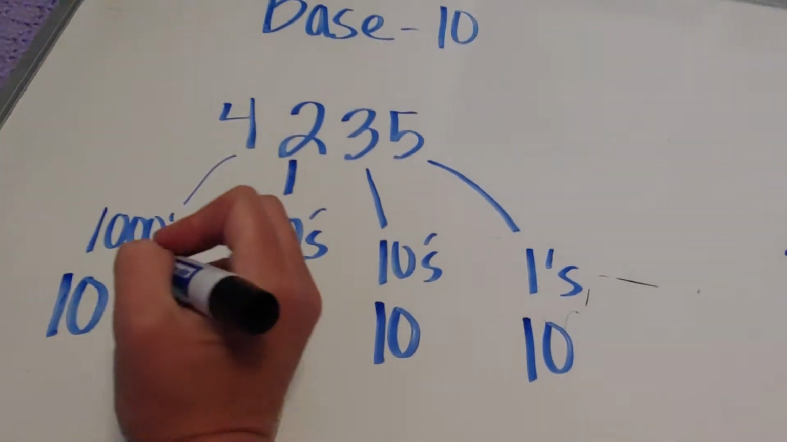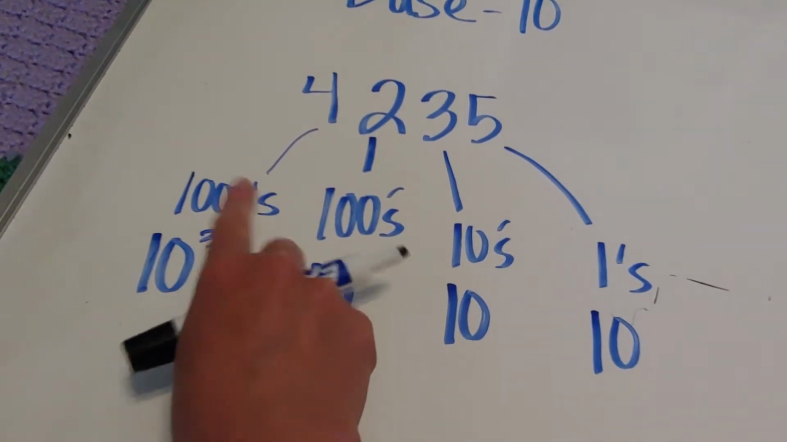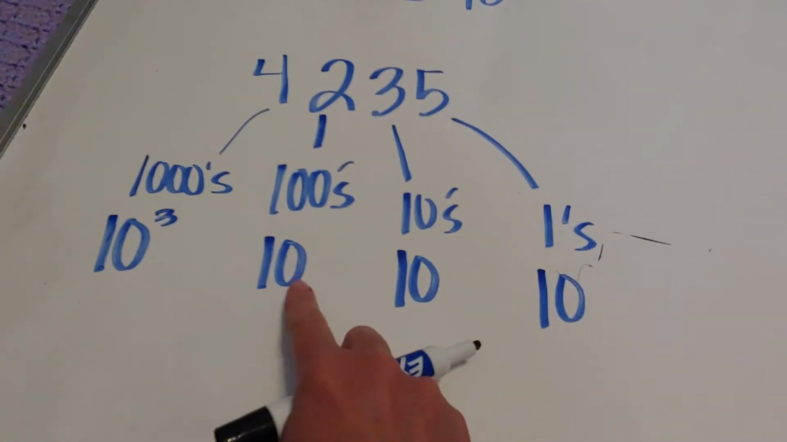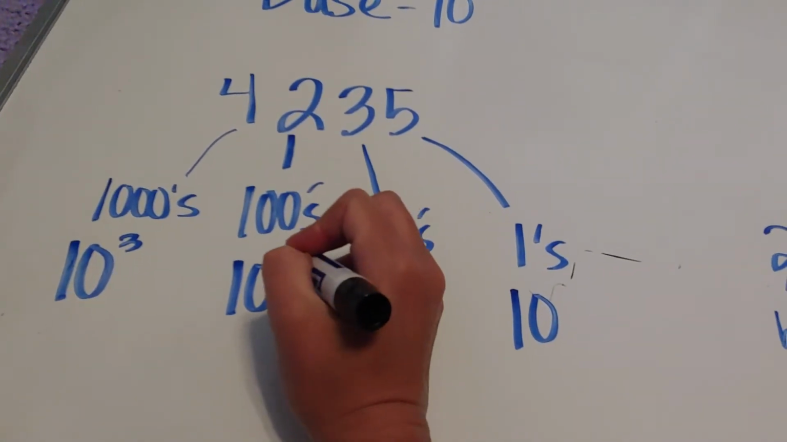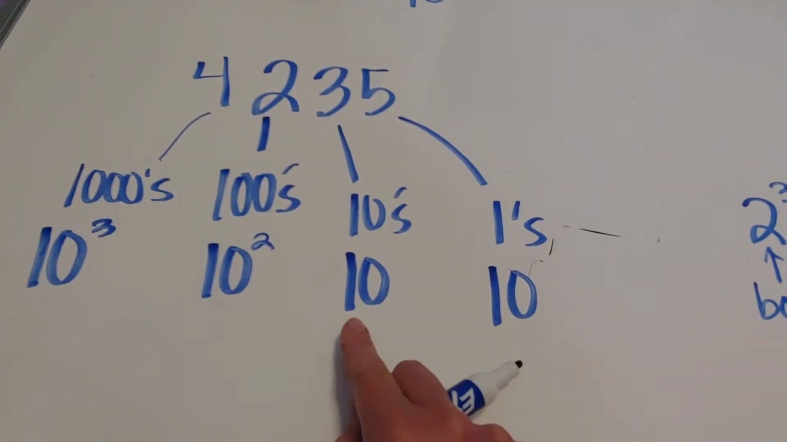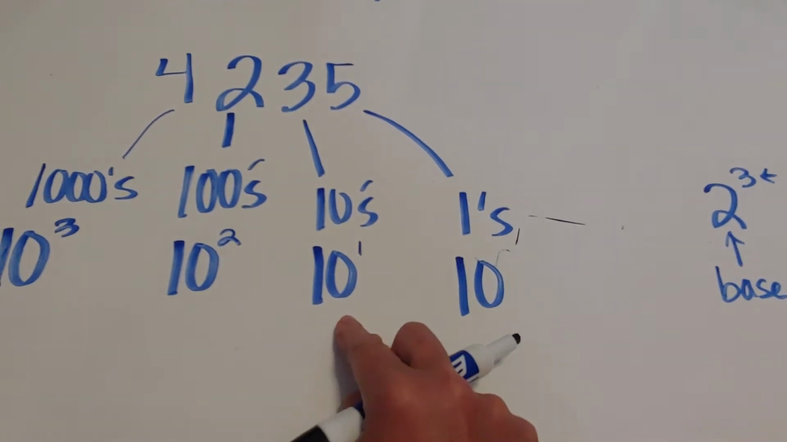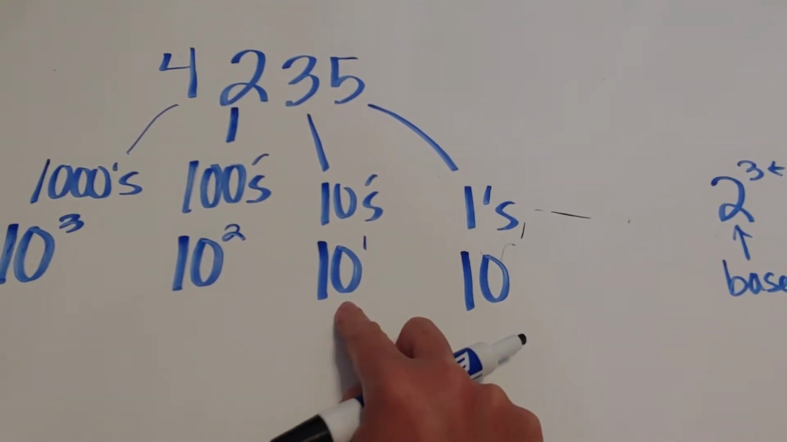So 1,000 is 10 to the third power. If I take 10 times 10 times 10, I get 1,000. All right, hundreds, that's the same thing as 10 to the second power. So 10 times 10, that's 100. What about the tens spot? That's 10 to the first power. So 10 just times itself is just 10.